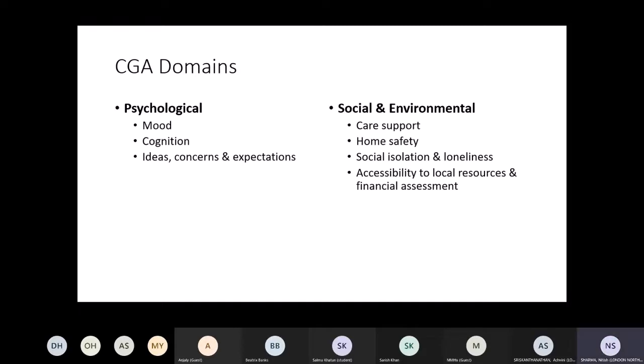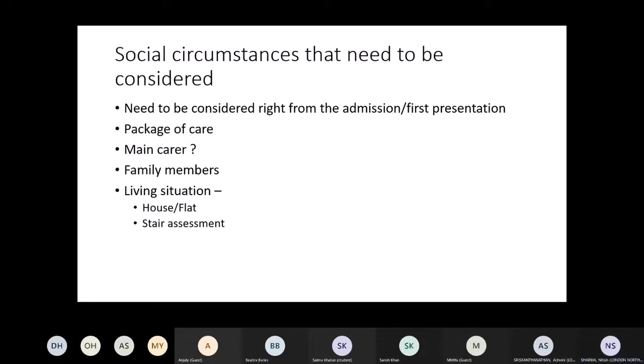The others would be psychological domains, looking after the mood and cognition and tackling the ICE, which is ideas, concerns, and expectations. Social and environmental would be organizing a package of care, which basically means organizing carers, making sure the home is safe, hazard protection, and preventing social isolation and loneliness, and accessibility to local resources and financial assistance as well.